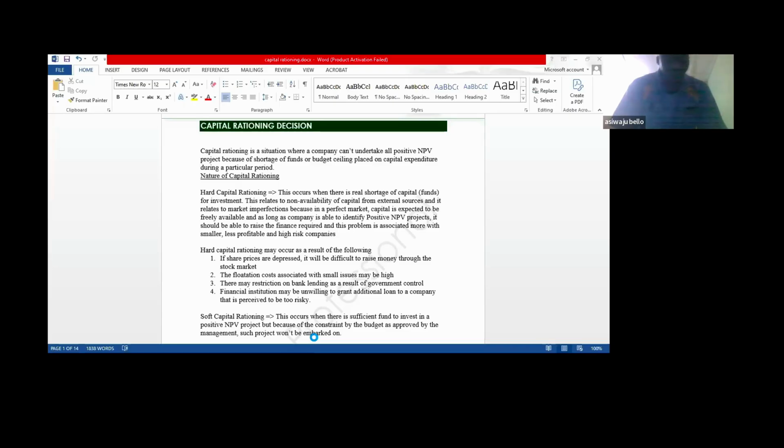This relates to non-availability of capital from external sources. A company does not have capital resource to finance projects. Also, the company cannot obtain capital resource from external sources.